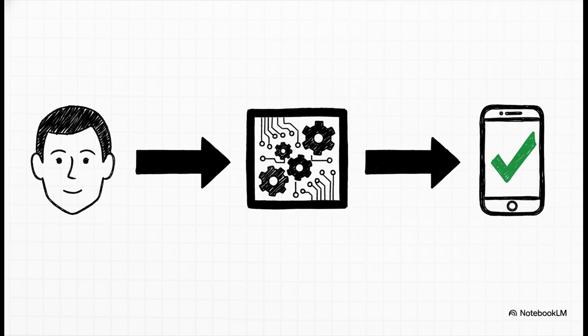So, if you put it all together, it's this simple little loop. You give it an input, like your face, it processes that information using everything it's learned, and it gives you an output, the decision to unlock the phone. Input, processing, output. That's the secret sauce right there.